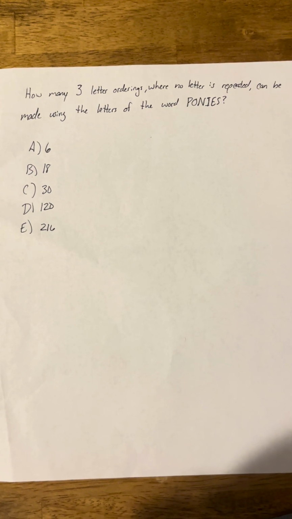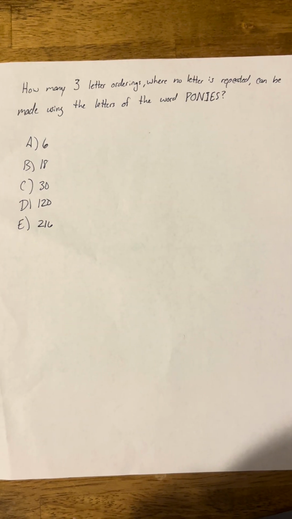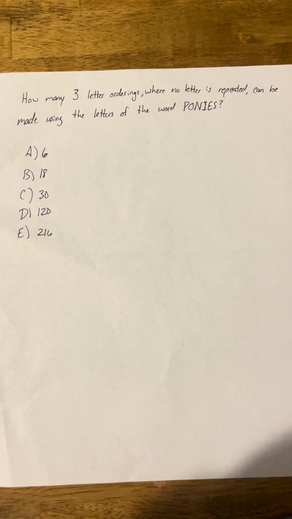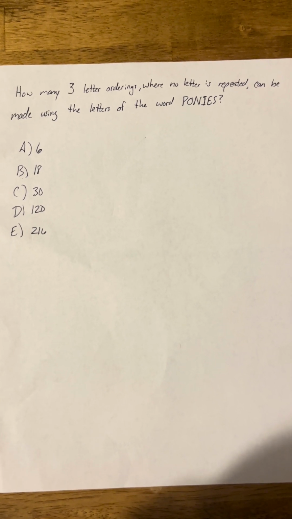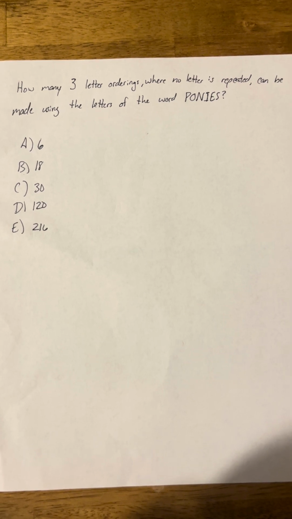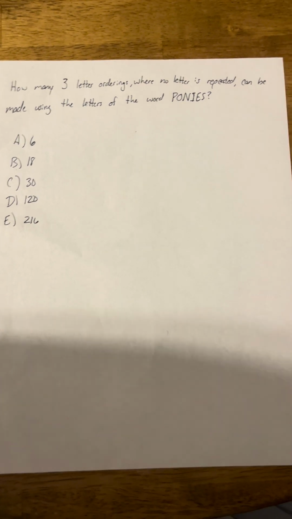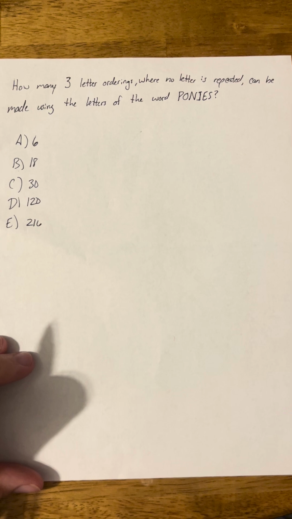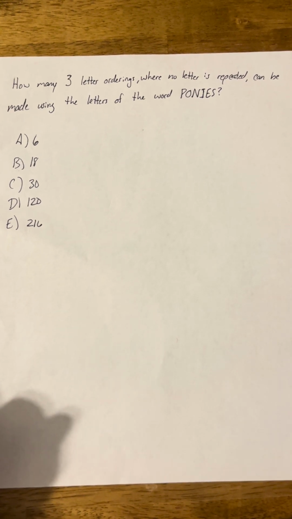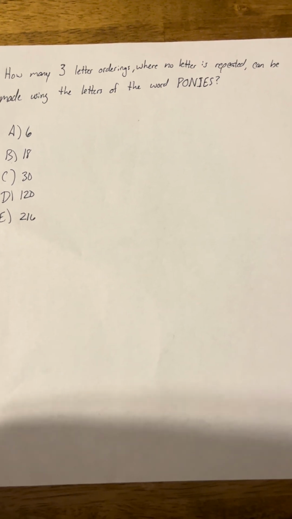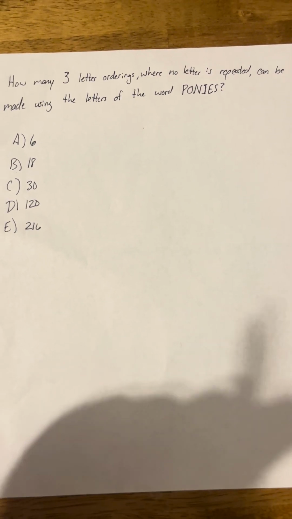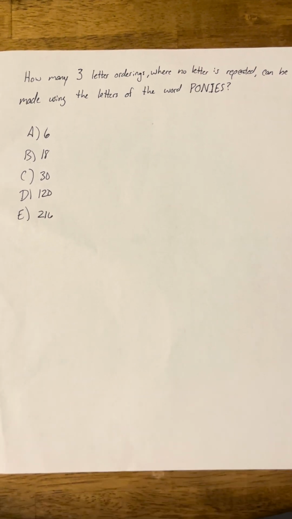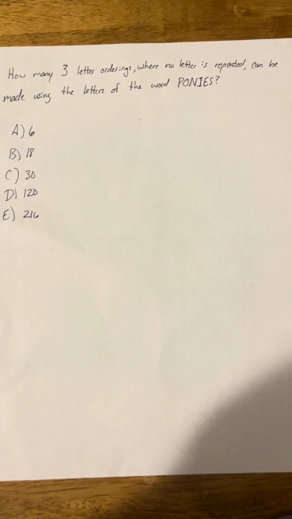Okay, so this problem reads, how many three-letter orderings where no letter is repeated can be made using the letters of the word ponies? Okay, so this is actually what's called a permutation problem. There's two problems that are similar. One's called combinations and the other is permutations. The difference is that with permutations, the order is important.